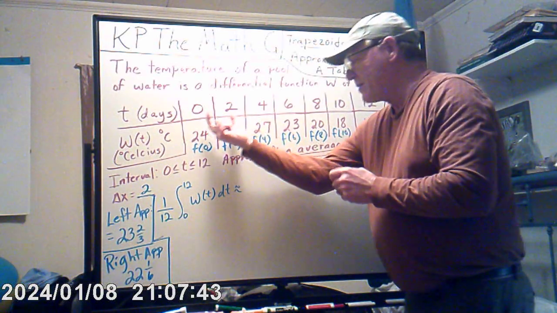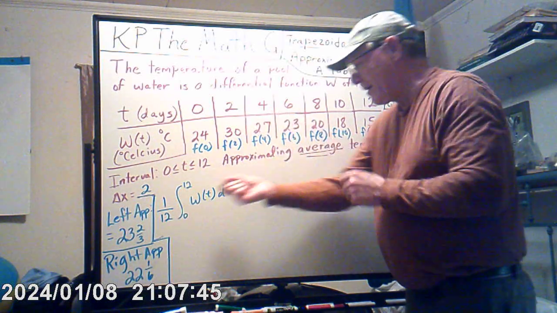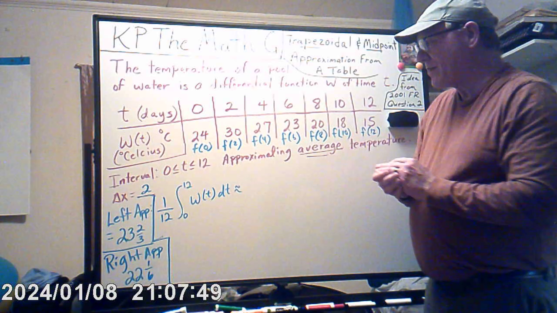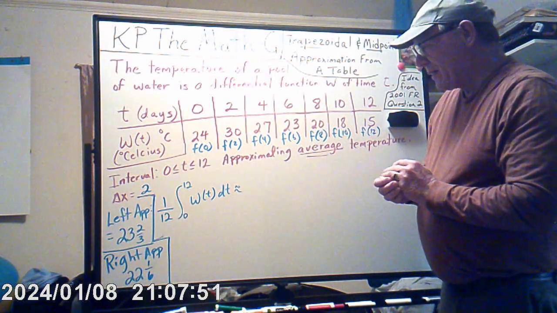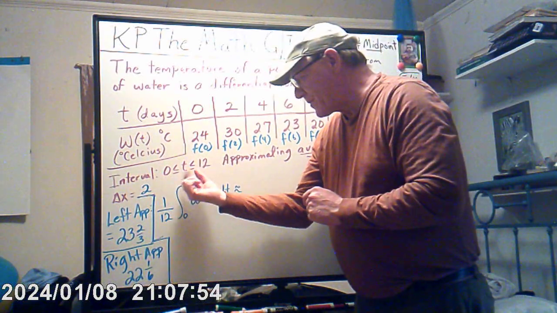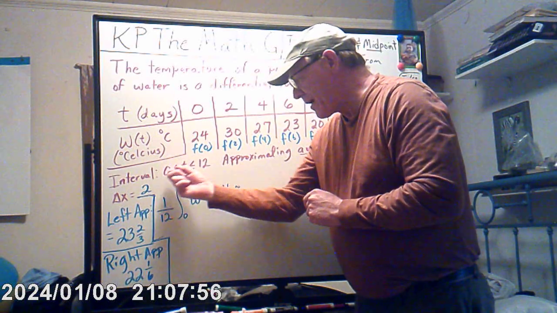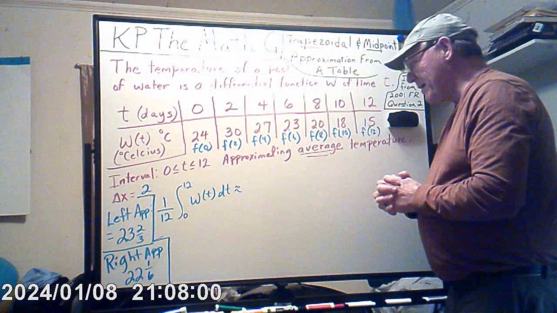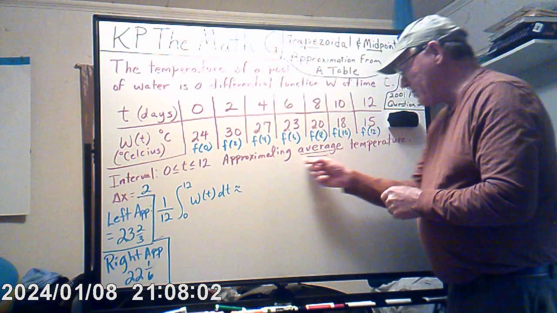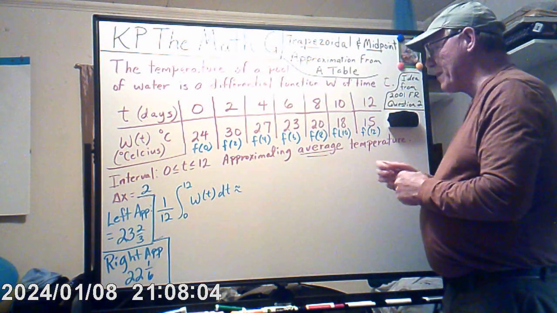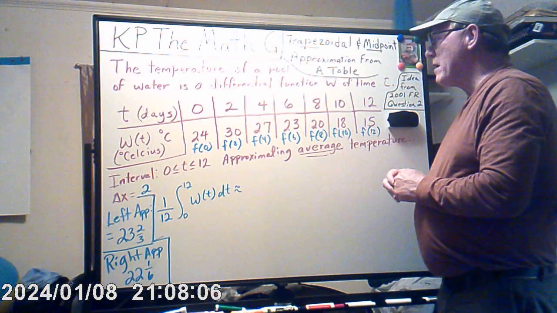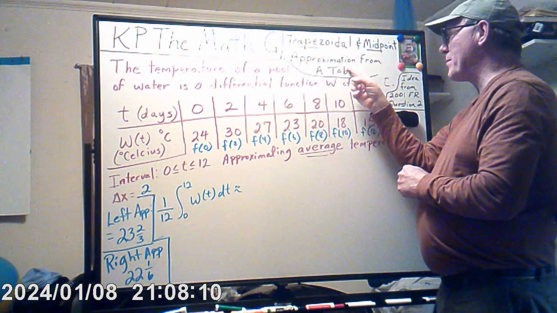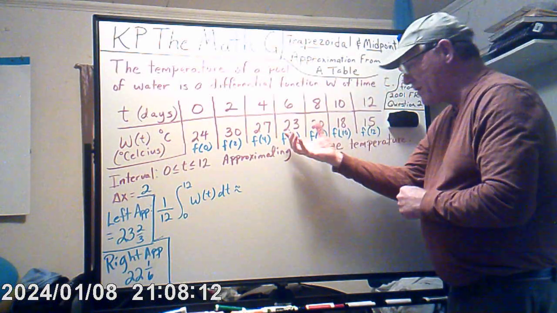Okay, the increments are in increments of 2, so we know that delta x is equal to 2. From previous videos, that's how you determine delta x. Our interval is t between 0 and 12, including 0 and 12. And we are approximating the average temperature. We're going to do it using the trapezoidal and midpoint approximations from this table.